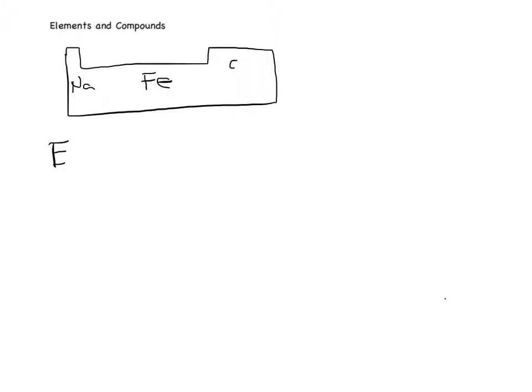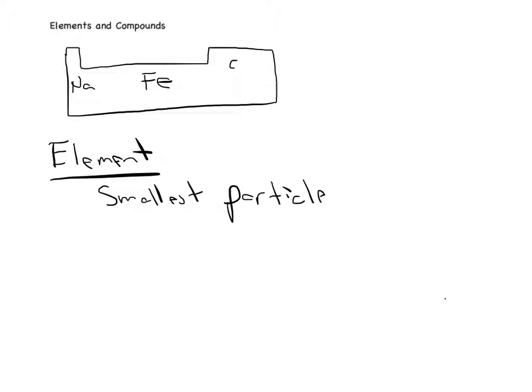So we can define an element as the smallest particle of matter. If you think of Lego blocks, a single Lego block would be like an element. You can build other things from those single Lego blocks, just like you can build things from the elements.